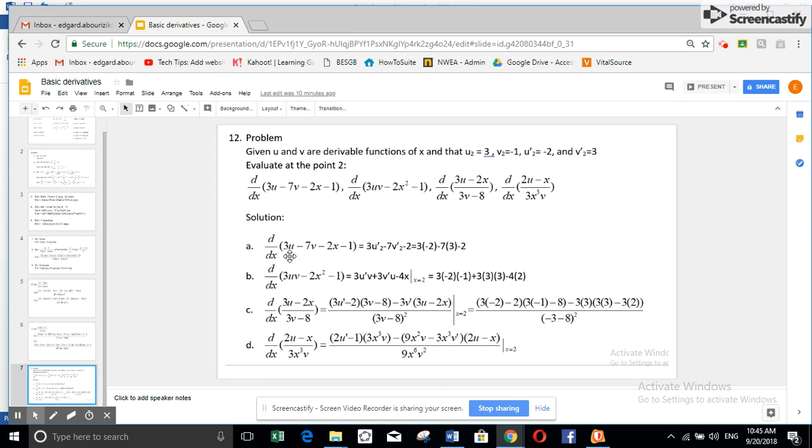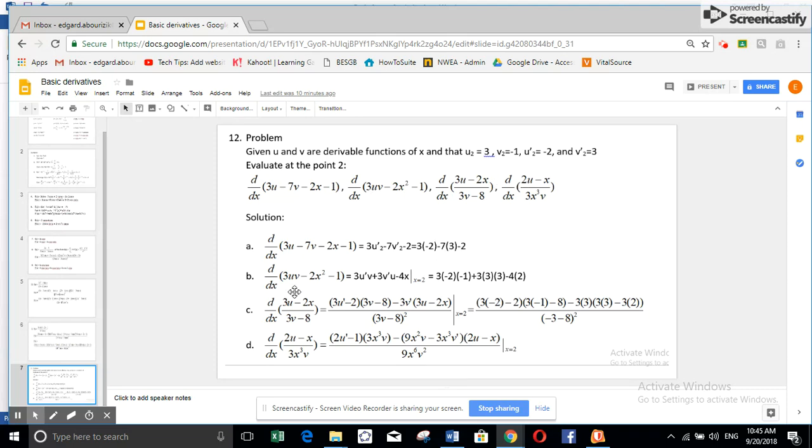Let us do the first one. Derivative of 3u is 3u prime at the point 2. 7v is 7v prime of 2. Derivative of minus 2x is minus 2. U prime of 2, as you can see, is minus 2. You replace it. V prime of 2, you replace it, it's a 3.